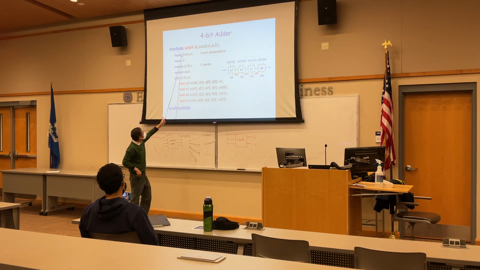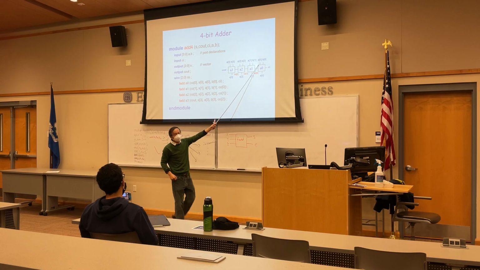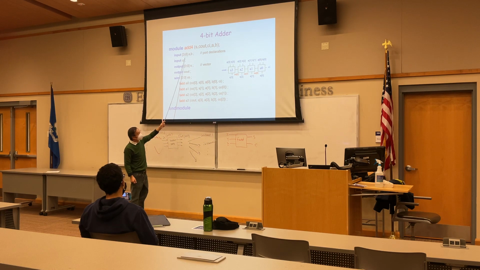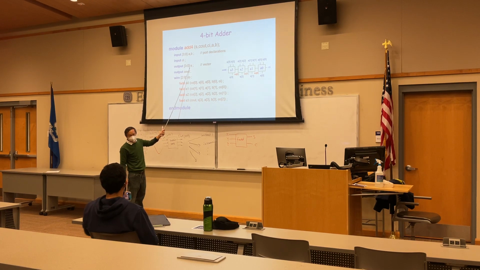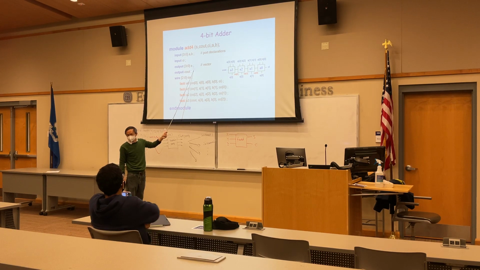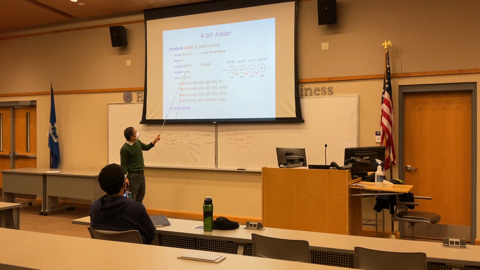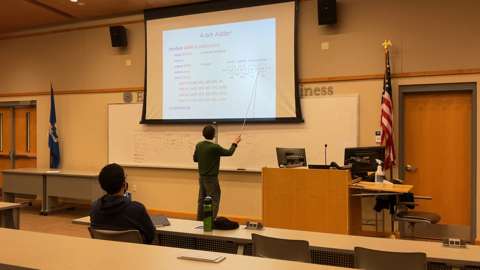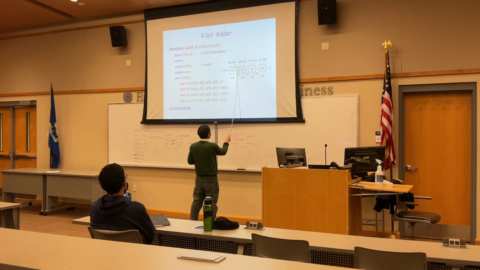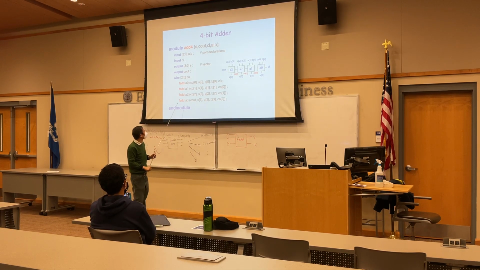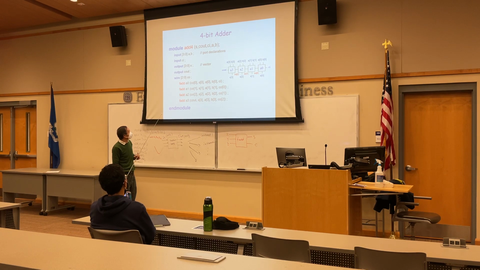But now, your A and B are each 4-bit vectors. That's the reason for the bracket 3 down to 0. The sum is also a 4-bit vector, so that's the bracket 3 down to 0. Output, final output, C out. Internal wires, because I have C out 0, C out 1, C out 2, internal. Okay? And then we're going to call 4 instances, just how we defined.